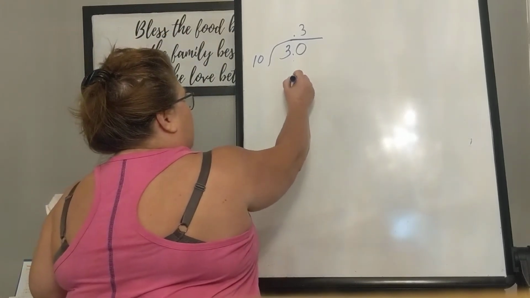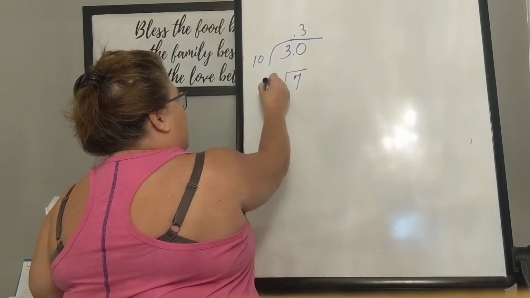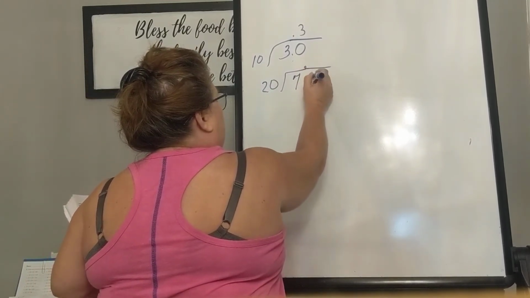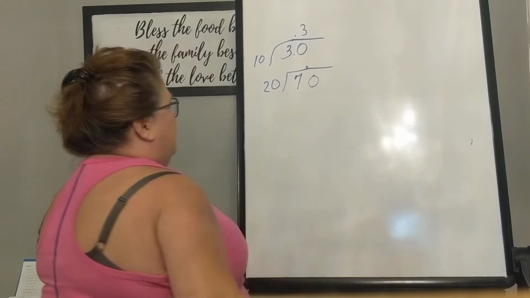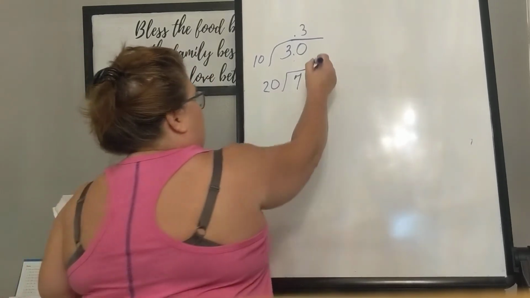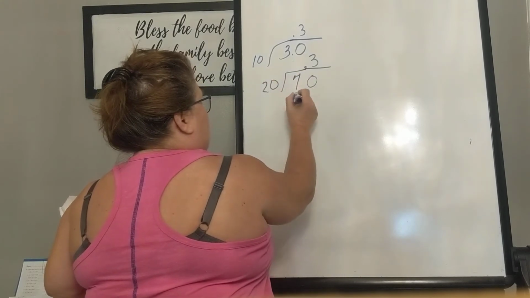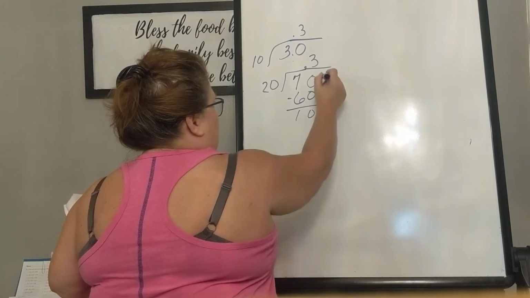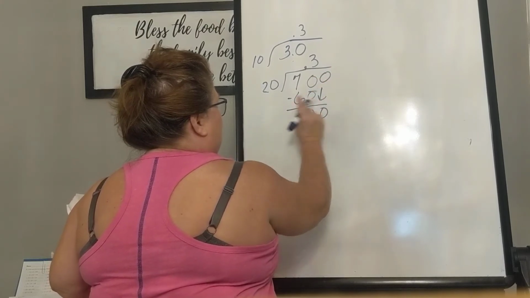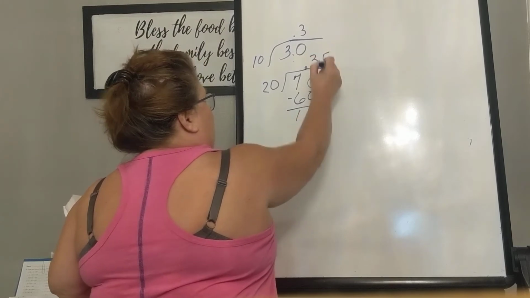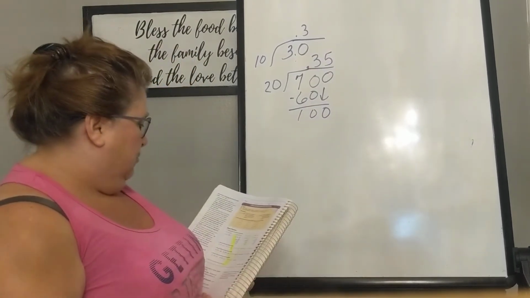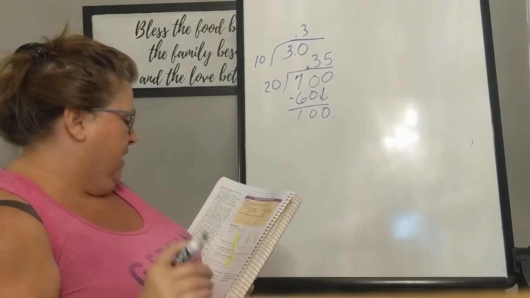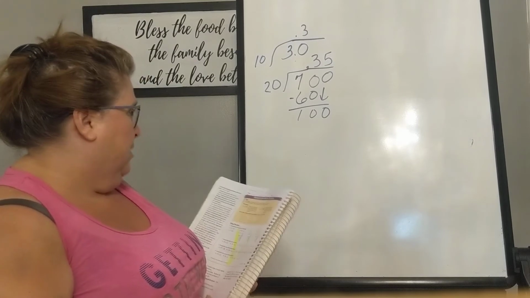And now we have letter F, 7/20. So we will have 7 divided by 20. We'll have to annex a 0 and a decimal point. How many times will 20 go into 70? 3 times. 20 times 3 is 60. We subtract, we have 10. We annex another 0 and bring it down. How many times will 20 go into 100? 5. So 7/20 equals 0.35.